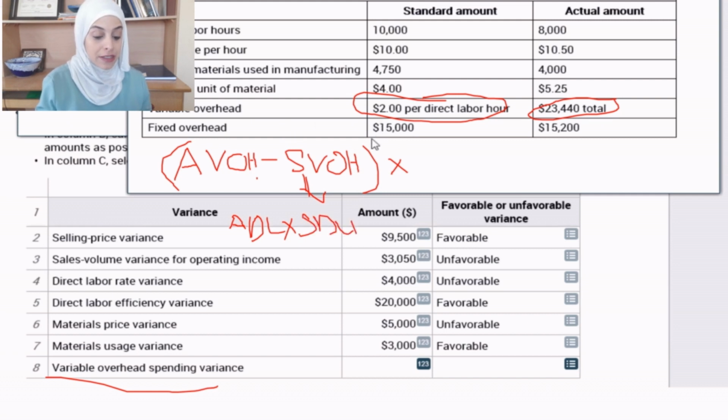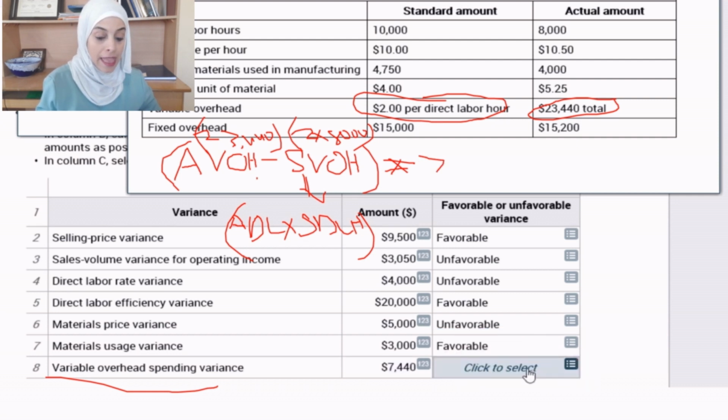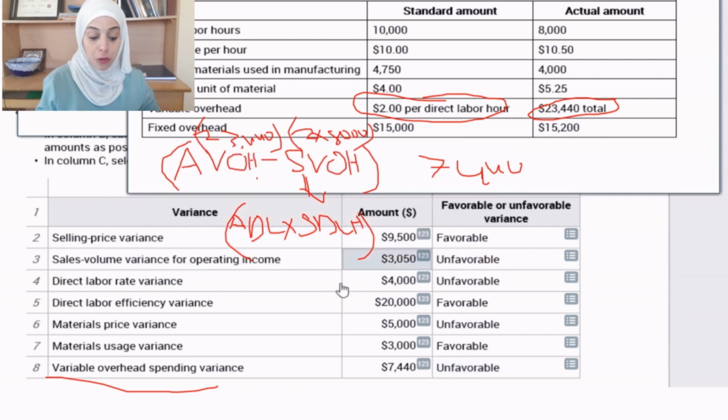So this will give us $16,000 of standard variable overhead expenditure, minus the actual variable overhead expenditure of $23,440, and this will give us $7,440 of variable overhead spending variance. So we're going to just enter here the amount $7,440. And was it favorable or unfavorable? No, it was unfavorable. Why? Because the actual variable overhead costs were higher than the standard variable overhead costs. So we're just going to choose unfavorable, and this is how we answer this question.